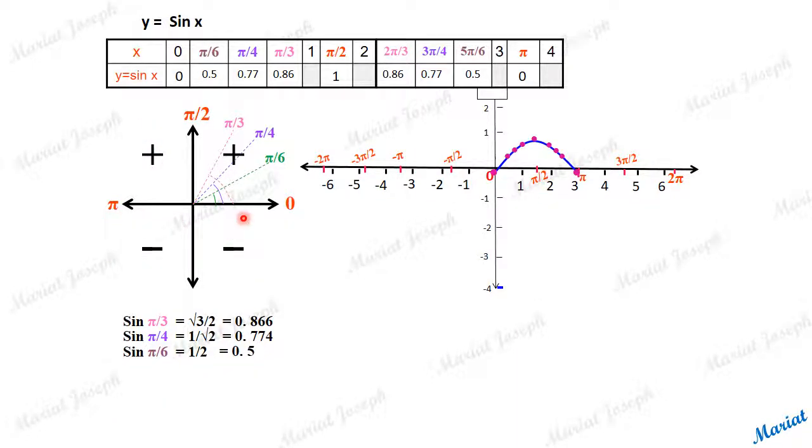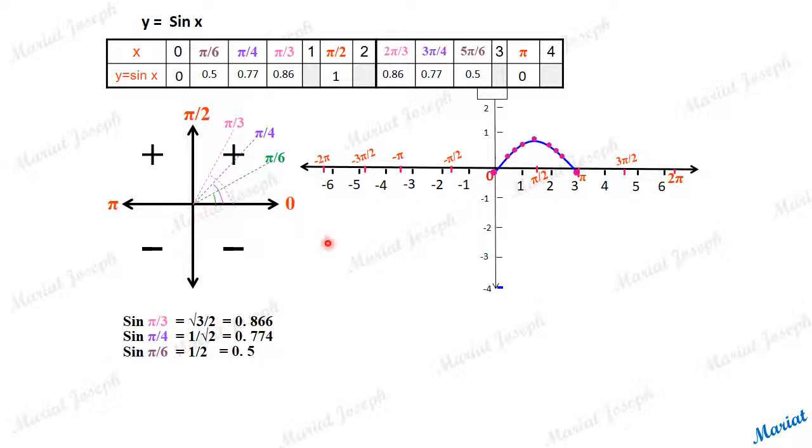Now let's go considering negative angles. Negative angles are drawn in the clockwise direction, this way. So minus pi by 2 till here, minus pi, minus 3 pi by 2 and minus 2 pi. This is one negative rotation. Let's try to draw the graph for negative angles. Negative angles are plotted out here.